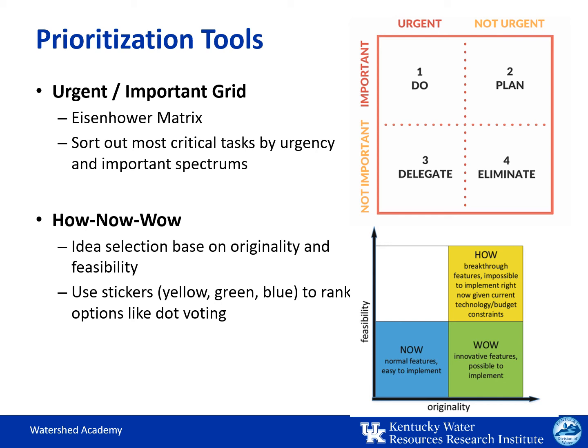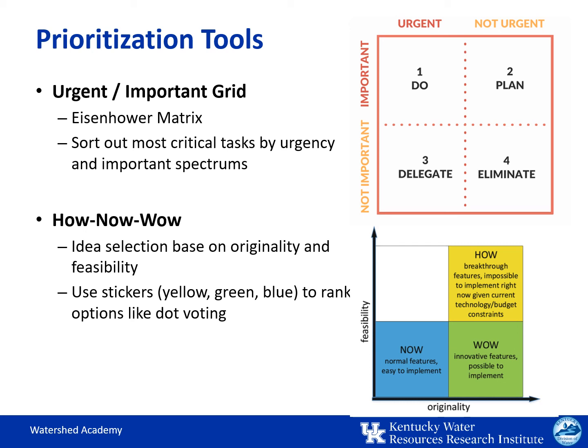All right, and you can see on the left side, you have feasibility from easy to hard, and you have originality from low to high on the right. So the now is things that are easy, but not very original. The how is things that may be very original, but you think, how are we ever going to do that? They may be long-term goals, but it's just not feasible right now. But the wow says, hey, this is feasible, and it's very original, and so maybe we should prioritize this item.